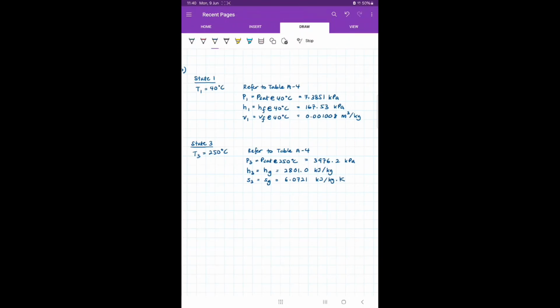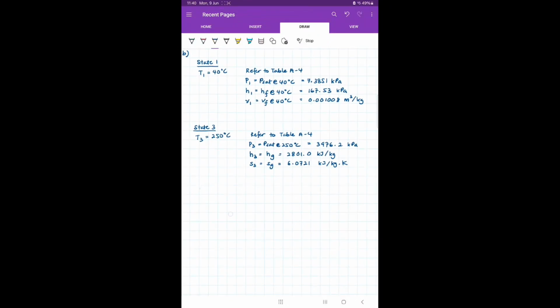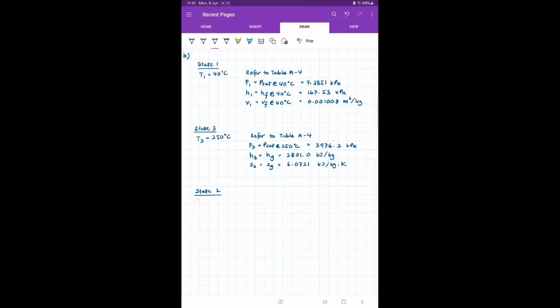Now that we have the pressure of point 3, which we know is equivalent to the pressure at point 2, we can look at point 2 and try to determine its enthalpy. Here I know that P2 is equal to P3, and this equals 3976.2 kilopascal.